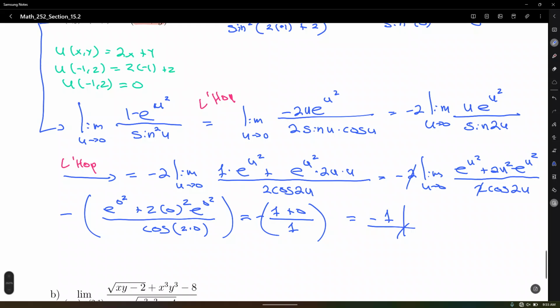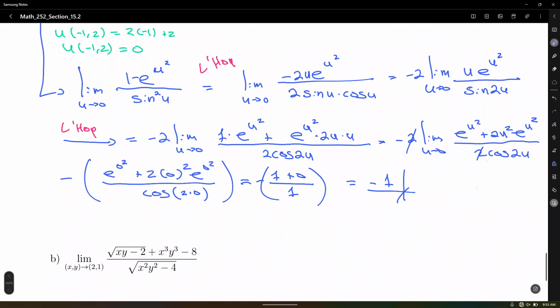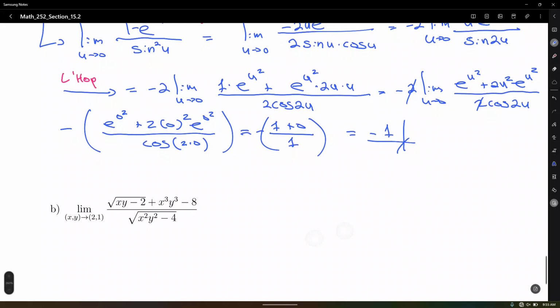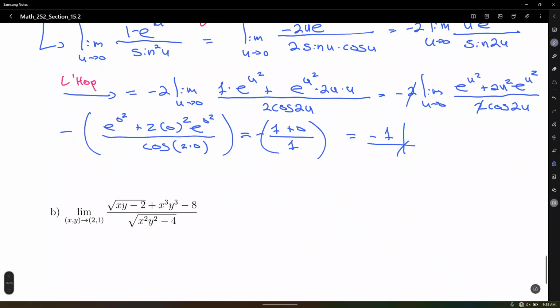All right. How much time do we have? I think we can make it. Let's do another one where we will use maybe not L'Hopital's rule, but at least we're going to simplify the work by doing a u substitution here.